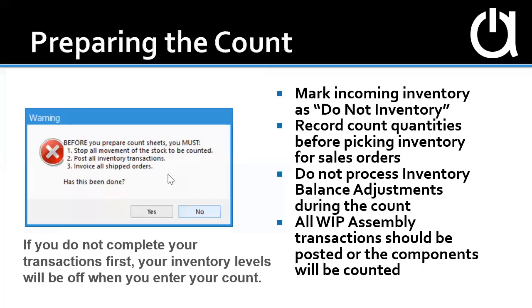So I've detailed out some major considerations before the count. Any incoming inventory that you have not received into Acctivate should be put aside and not counted. We want to record the count quantities before picking inventory for any sales orders that have to go out the same day as the count. So if you don't shut down your business and you still need to ship out orders, you absolutely can, but you want to at least record what the count was before you actually ship it or pick it to go into the shipment.